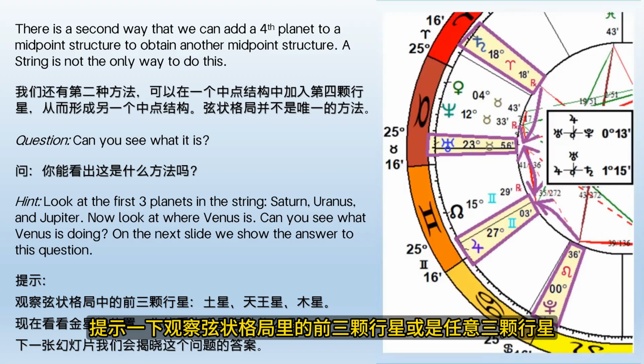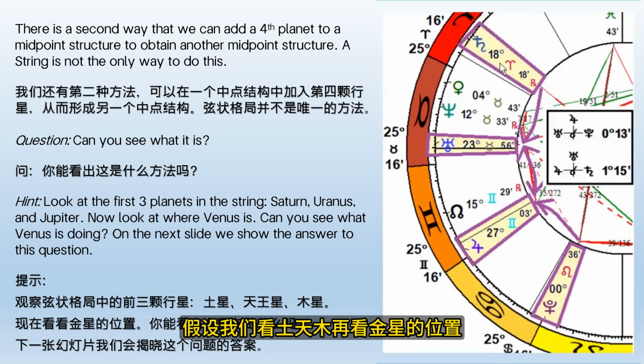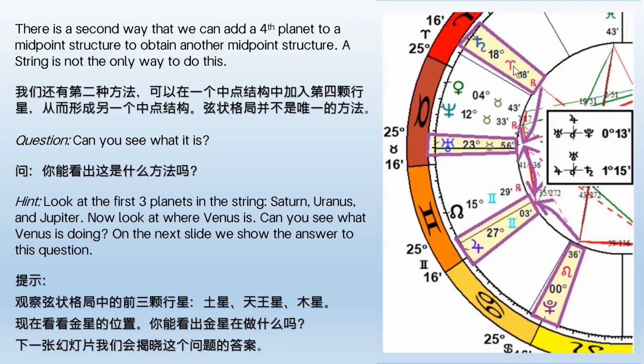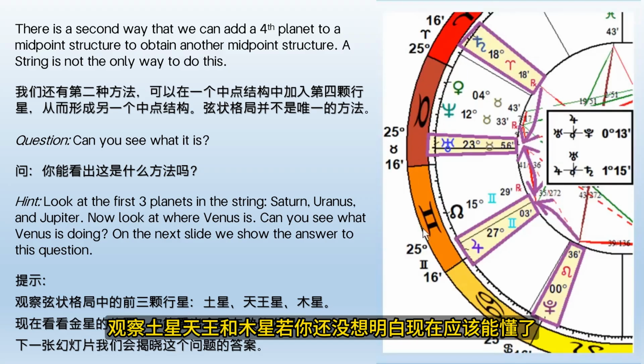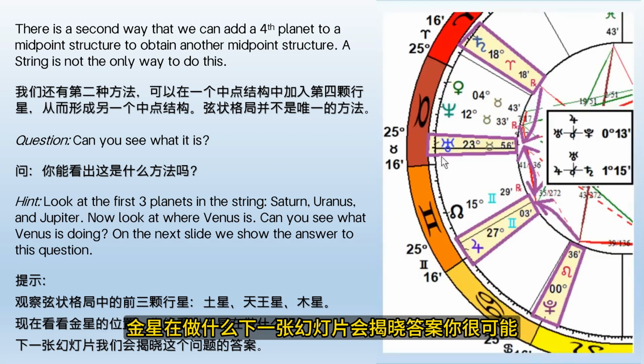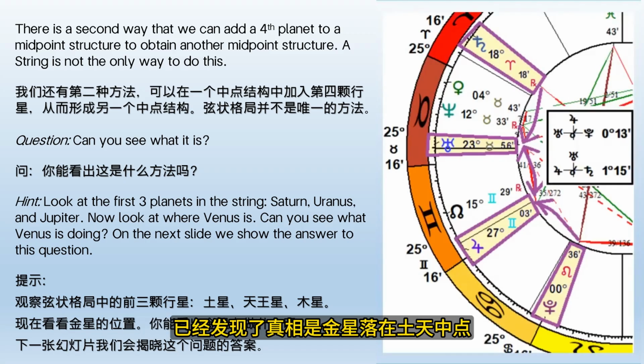So hint, look at the first 3 planets in the string, or look at any 3 planets. So suppose you look at Saturn, Uranus, Jupiter. Now look at where Venus is. Okay. Look at Saturn, Uranus, Jupiter. If you haven't figured it out already, you've probably figured it out. What is Venus doing? On the next slide, we answer the question, and you've probably got the answer correct.